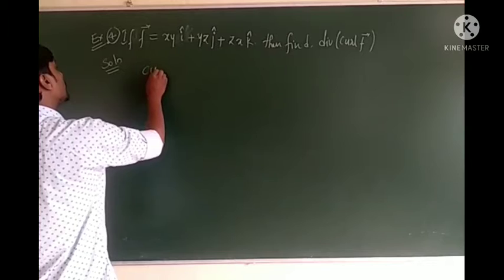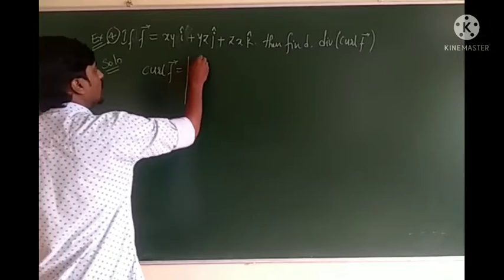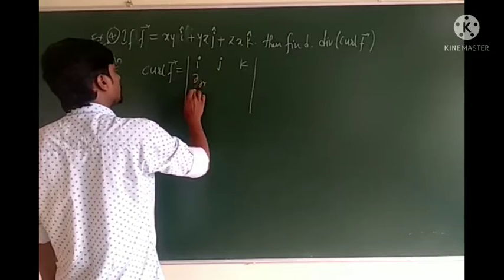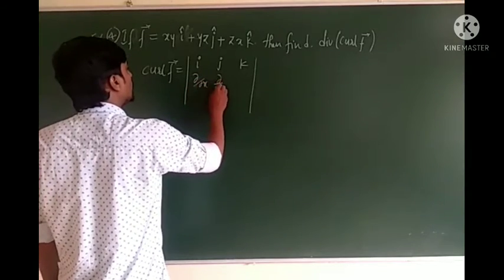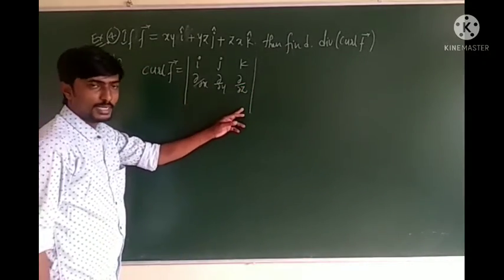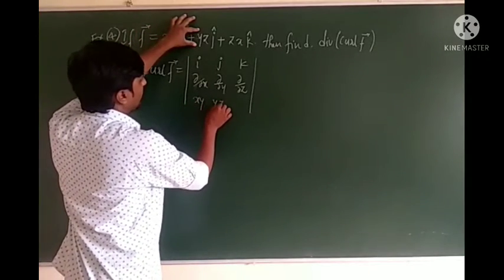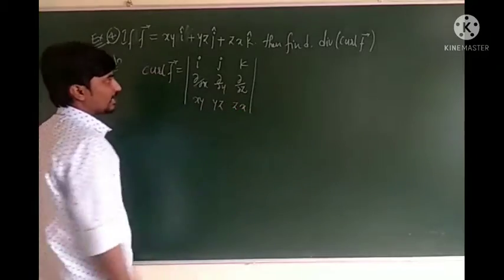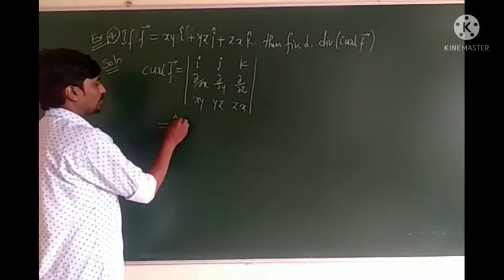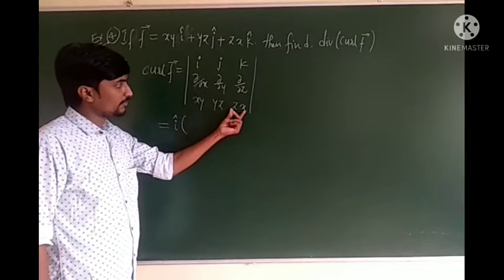So I will write here the curl of vector f is equal to the determinant with i, j, k, then dou by dou x, dou by dou y, dou by dou z. Next we have f1, f2 and f3. So f1 is xy, yz, and here we have zx. So now expand the value. I am going to write it directly.